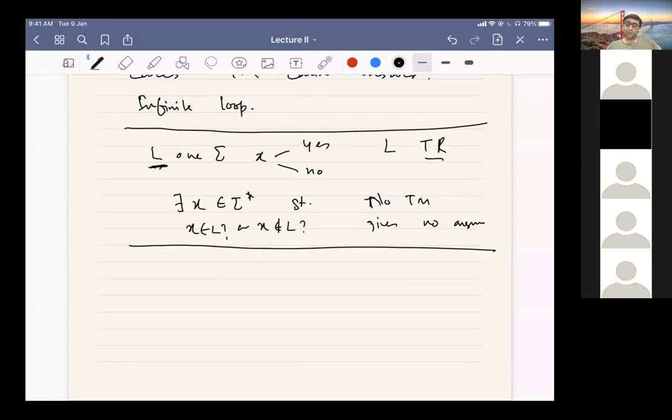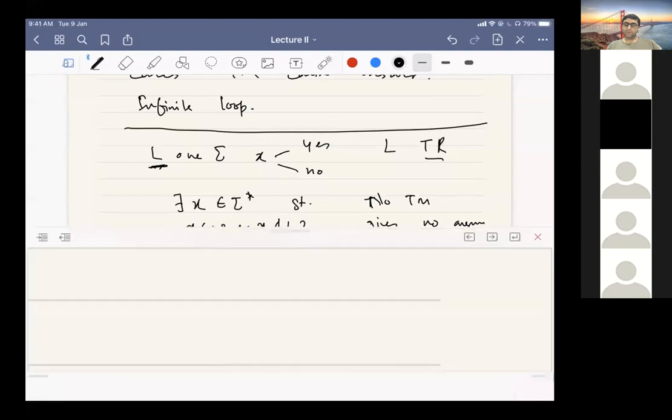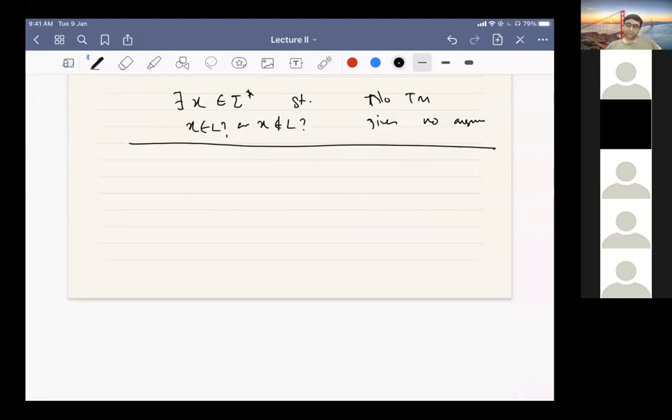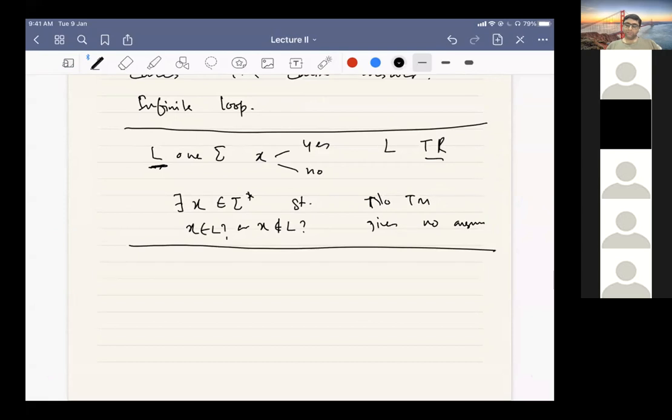Okay, so there is some problem with the wording. Okay, so let me rephrase it. There's some issue.